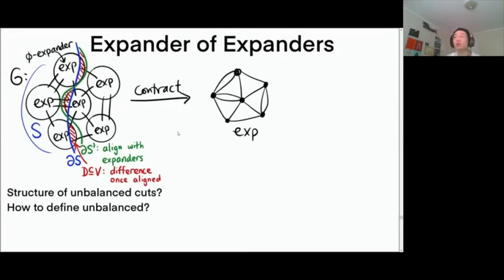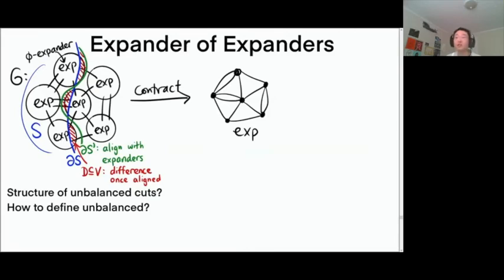So let's try to answer how do we define an unbalanced cut in an expander of expanders. Suppose we have a cut S, the blue cut S. Let's say S is the left side. The first thing we want to do for this cut is align it. This cut can cut into some expanders. Our first step is we want to force this cut to align with the expanders. So for each expander, either it has to be completely on one side of the cut or the other. So in this green cut, what we did was align the cut with the expanders, where for each expander, whether we choose to shift it into the cut or out of the cut, we just choose the one that results in the smaller number of vertices being shifted. So in this case, we just shifted these smaller sides over.